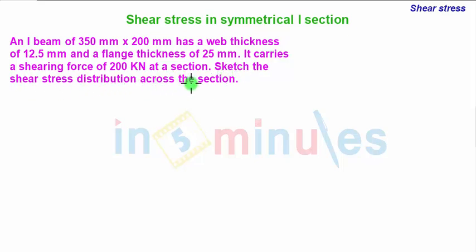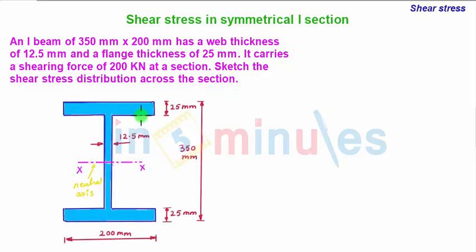So based on the given data, we draw the diagram of an I section. The figure shows the I section as per the given data, where we have these two flanges. First is a top flange, which is at the top, and at the bottom we have a bottom flange. The thickness of flange is given as 25 mm, and this is your web whose thickness is given as 12.5 mm, and the total depth and width of your I section is given as 350 mm and 200 mm respectively.